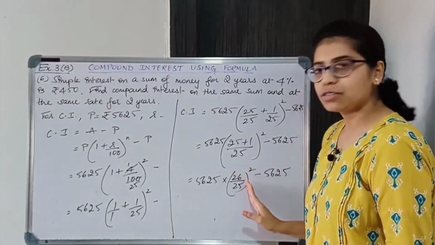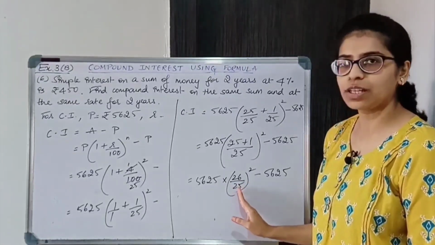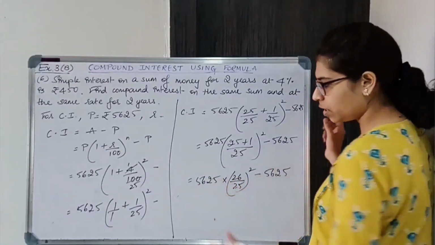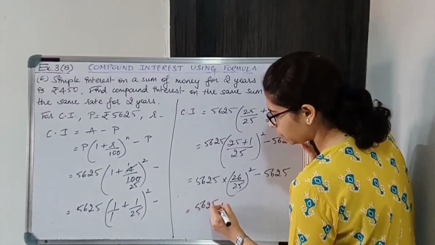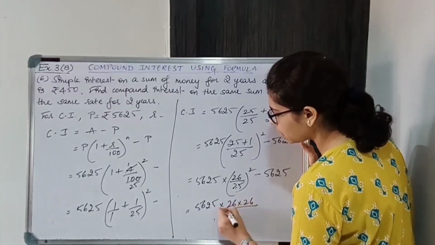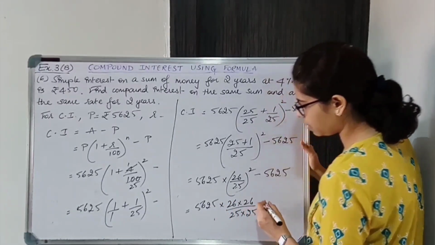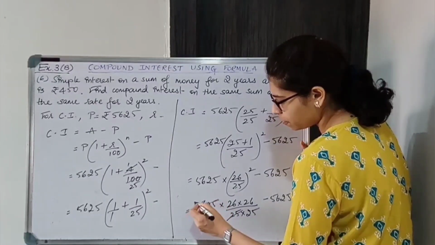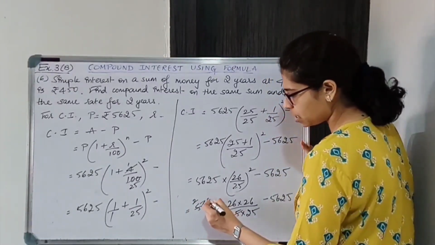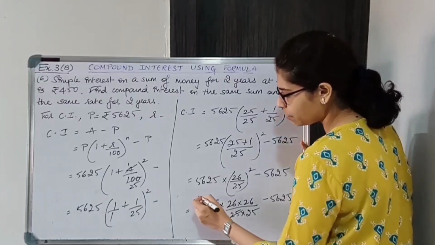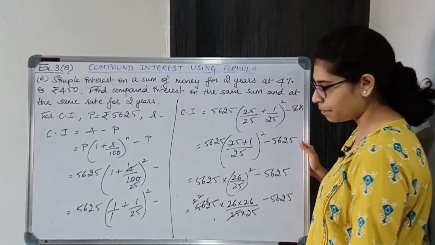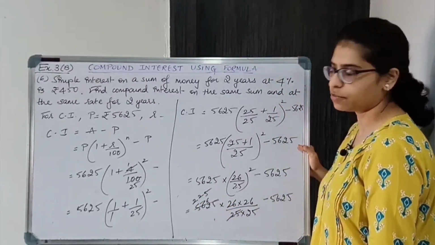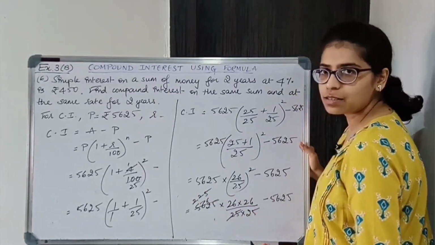Now don't square this over here, instead just split this. Write it as 25 into 25. Why? Because here we can cancel out. So 5625 into 26 into 26 upon 25 into 25 minus 5625. So 25 2s are 50, so 6 remains. So 62, 25 2s are again 50, so 12 remains, 125. So 25 5s are 125. Now again this gets cancelled by 25.